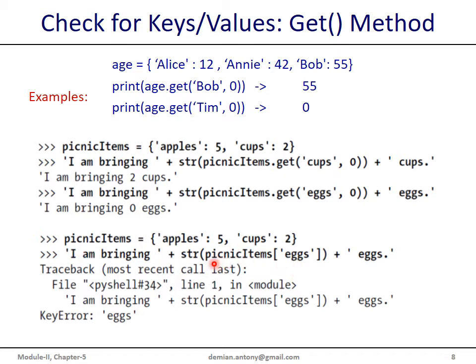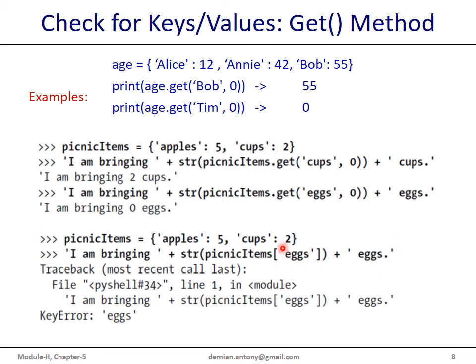the eggs in the form of an index operator, as we don't have the eggs in the dictionary picnic items, and this will produce an exception, that is a runtime error. In order to safeguard from this kind of runtime error, it is better to use the get method with a default value. Even though the key eggs is not present, it will not raise an exception or a runtime error. It will return a default value.